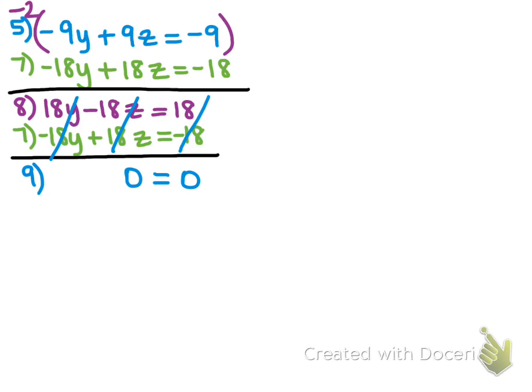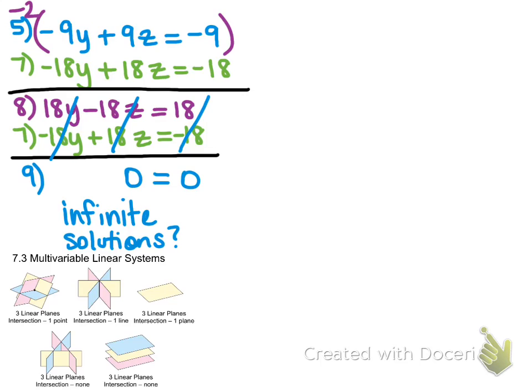0 equals 0. Now, in previous situations when we were dealing with just a two-variable system, when we got 0 equals 0, that meant infinite solutions. Well, in this situation, it's not necessarily infinite solutions. If you remember the picture from the beginning of the lesson, there are a couple of different options here for infinite solutions. That second picture where they all intersect on a line, it could be any point on that line.